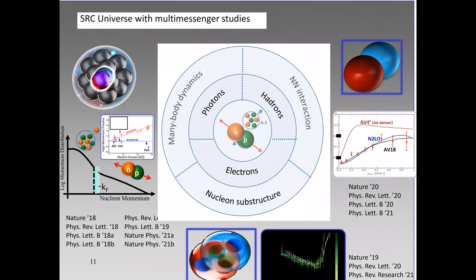So a little bit about short-range correlation. It's a big industry in the last decade or decade and a half. So they are not permanent, right? They're moving away. Yeah, they are temporal fluctuations.